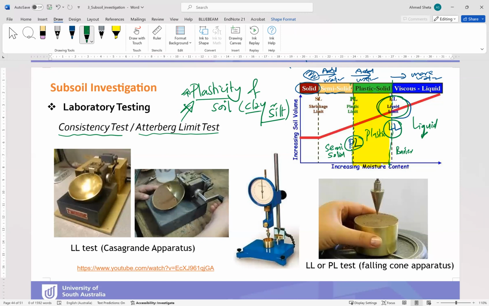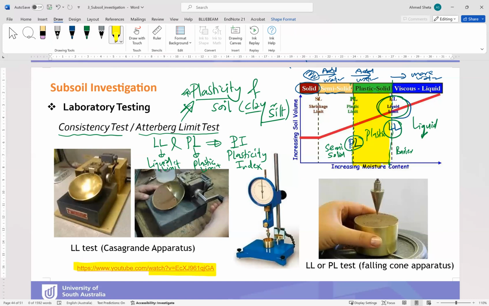Okay, the consistency test measures the liquid limit and plastic limit, and if you remember, the plasticity index, which is an indication of the plasticity of the soil. Here is a YouTube video, so you can watch it to have an idea about how the test is conducted. And here is a brief explanation.